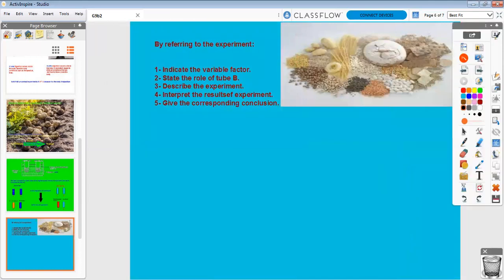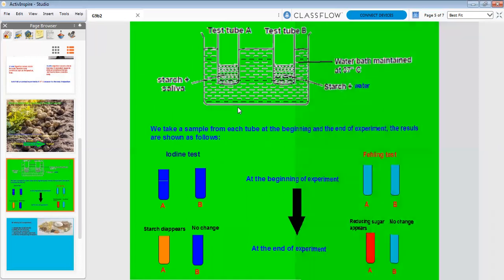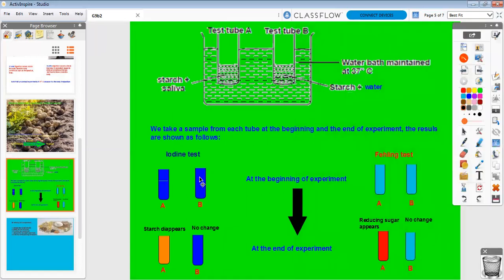State the role of tube B. Okay, tube B, nothing changed in tube B. We put starch with water in order to compare the results between A and B. Look at the results here, the result that appears in A and that in B. So in order to compare the results after putting some conditions, we use tube B, which is the control tube.